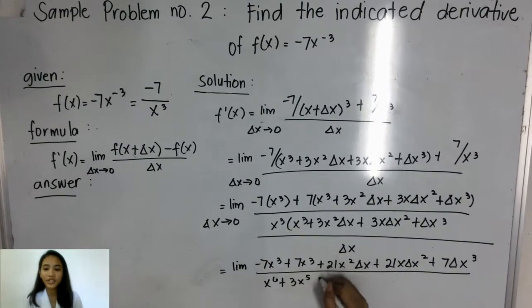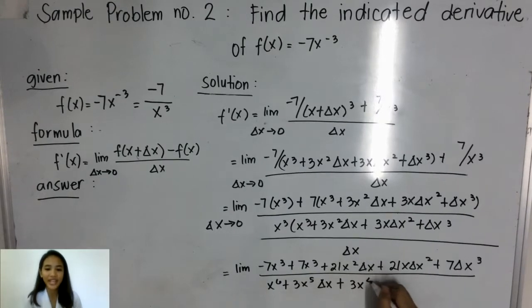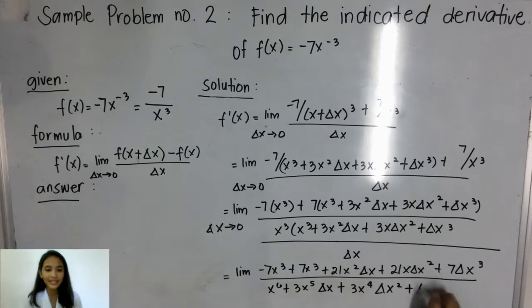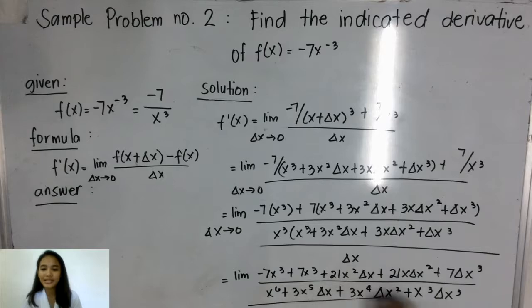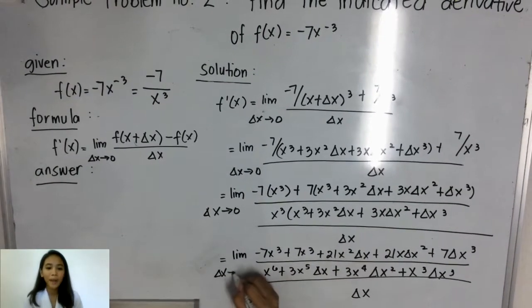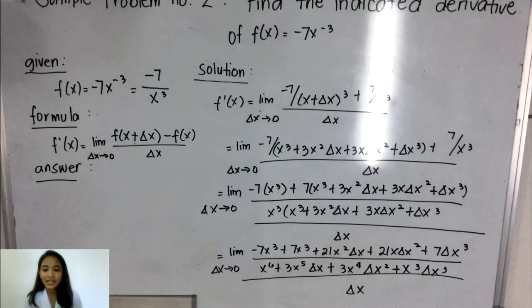Now we have here f prime of x is equal to the limit of negative 7x cubed plus 7x cubed plus 21x squared delta x plus 21x delta x squared plus 7 delta x cubed over x raised to 6th power plus 3x raised to 5th power delta x plus 3x raised to the 4th power delta x squared plus x cubed delta x cubed over delta x as delta x approaches 0.